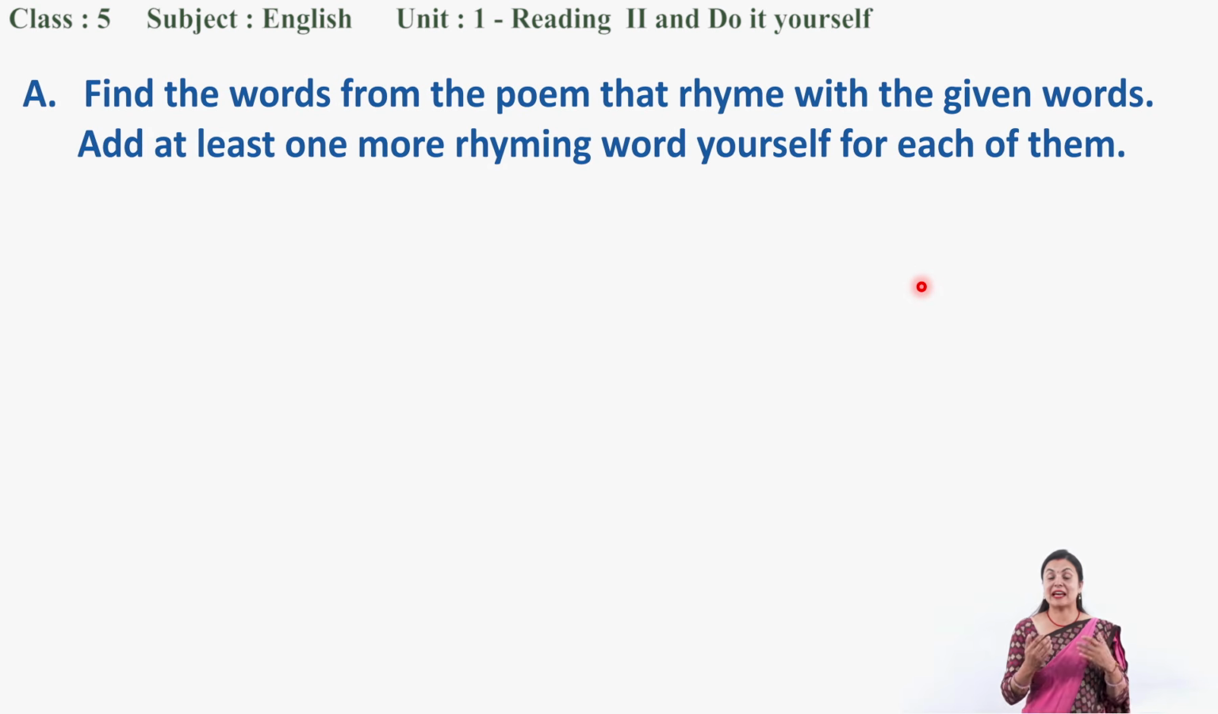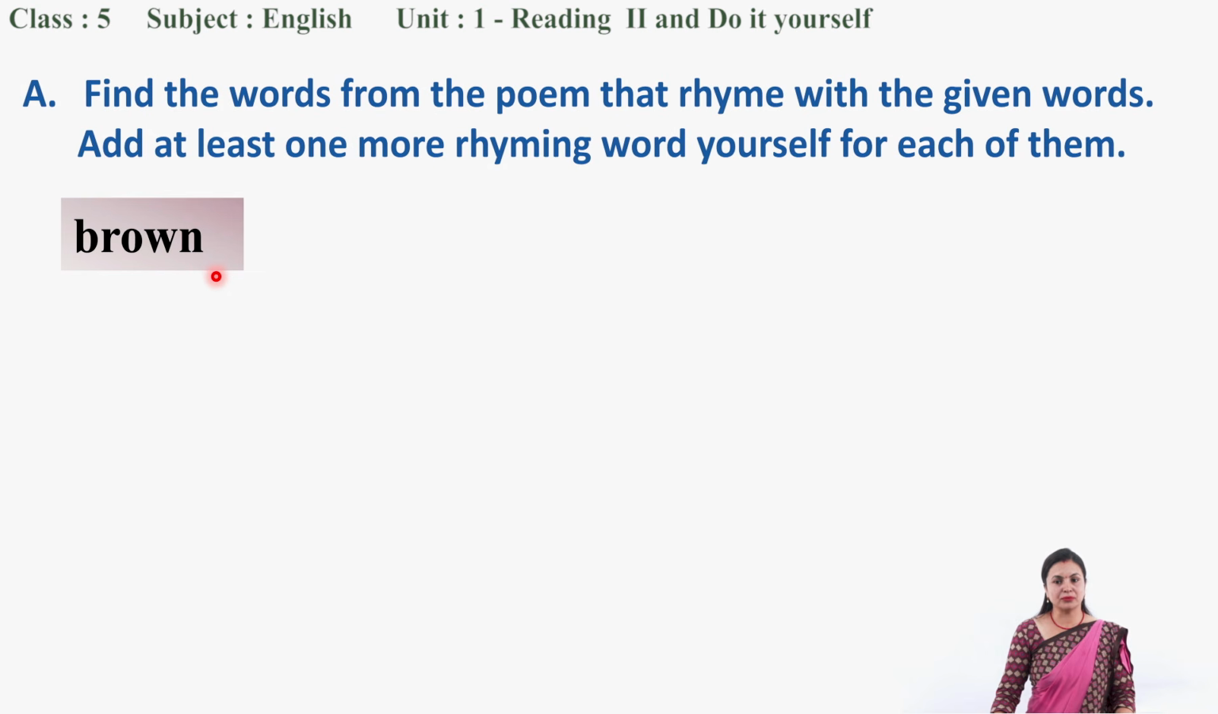Very good. We have just practiced some of the rhyming words. So now, what this exercise tells us is that we have to find out the rhyming words from the poem, and also add one more rhyming word yourself. You have to put it there. So, are you ready to do that? Yes, of course, it's an exciting exercise. Let's see the first word. The first word is brown.